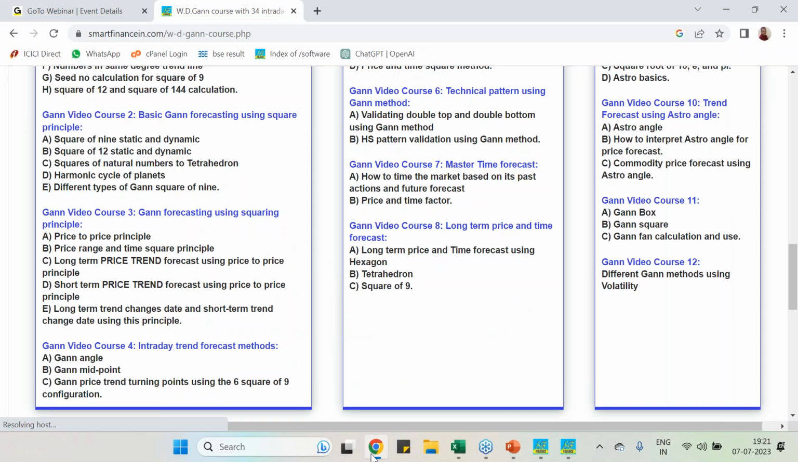So what comes out of this? This conclusion comes out: only through scientific means and correct study can you make money in the market. Otherwise not. Otherwise not.